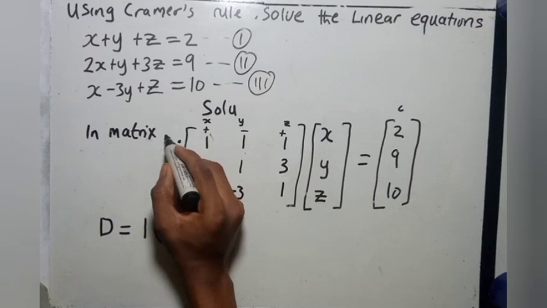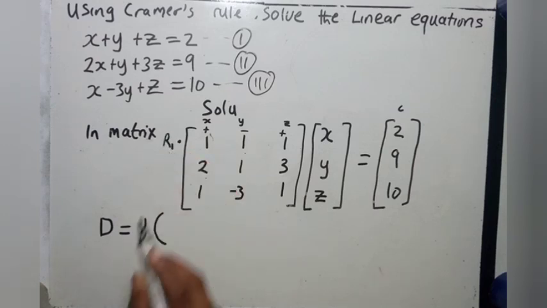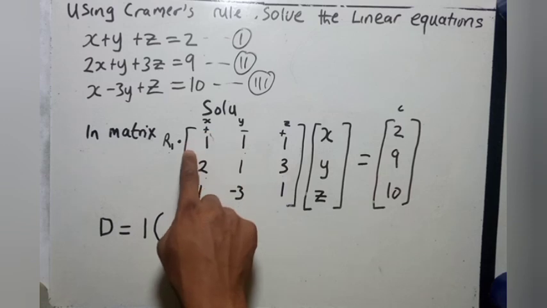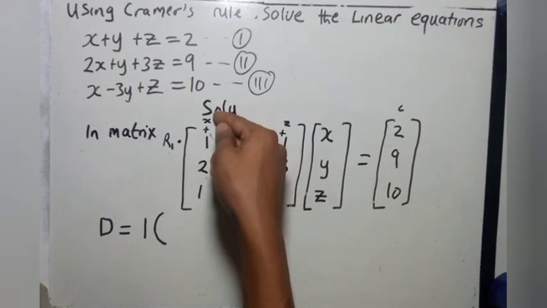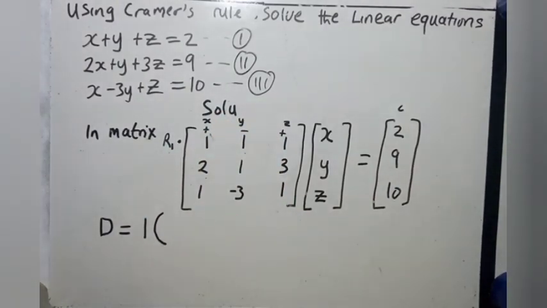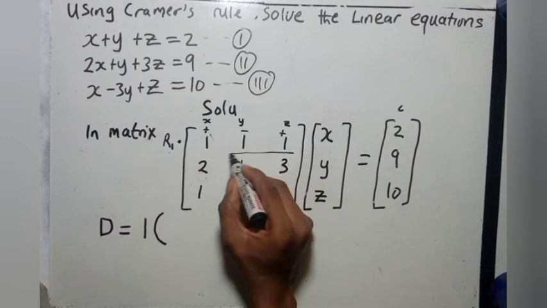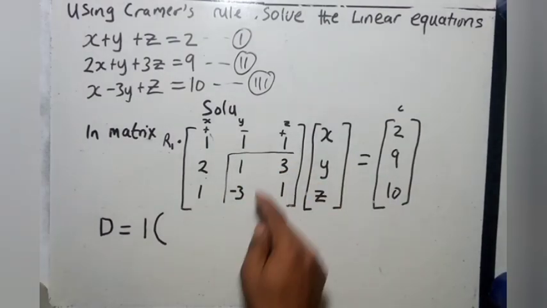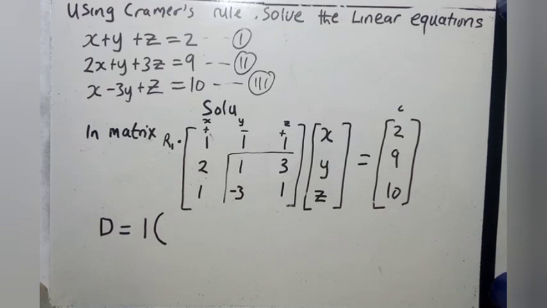I can say this is row 1. I'm making use of row 1. So which values don't fall under row 1 and under column x? We say it is this set of values, this particular one. So we'll be finding the determinant of this 2 by 2 matrix now.